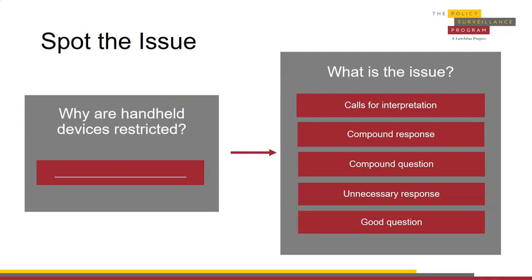Here, we don't want to have a researcher have to decide why the legislators are restricting handheld devices. Maybe they have a reason stated in the actual law. And if that is something you would want to capture, you would want to write this question in a more observable format. But most likely, why devices are restricted is not going to be an important element, and it's going to end up with interpretive, not the most useful data in the end.